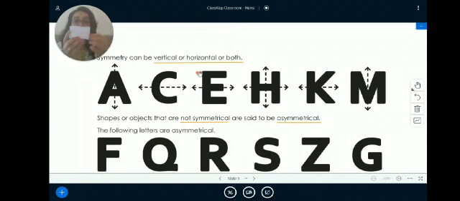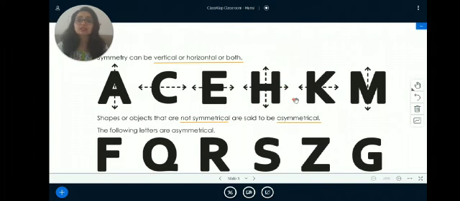Just like the shapes, some of the letters of alphabet also are symmetrical. For example, here, if you see letter A, it is symmetrical about this vertical line. If you see letter E, it is symmetrical about the horizontal line over here. Whereas letter H is symmetrical about two lines, vertical and horizontal.